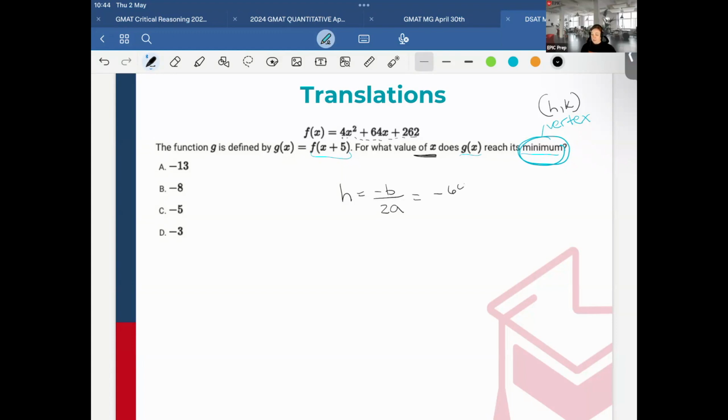So first, I can look for the x coordinate of the vertex of the original function, which would be -64 over 2 times 4. And that would be -64 divided by 8. That gives me -8.